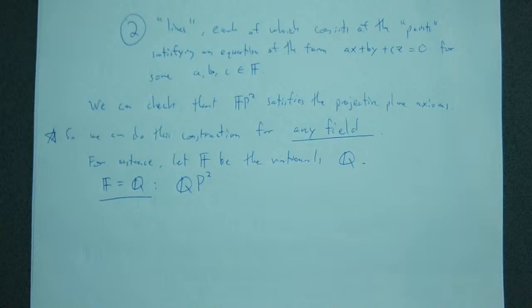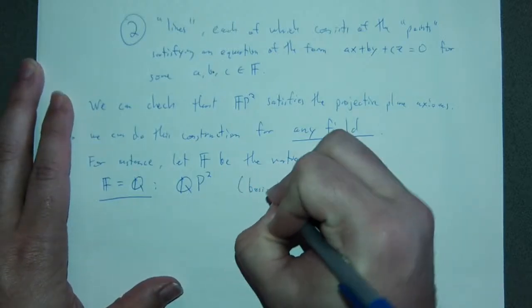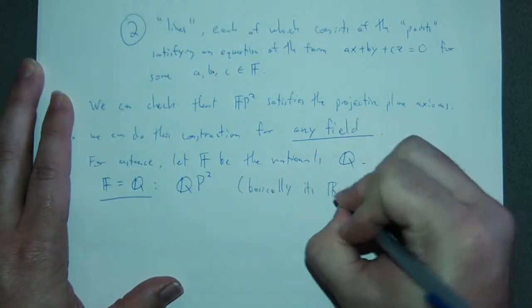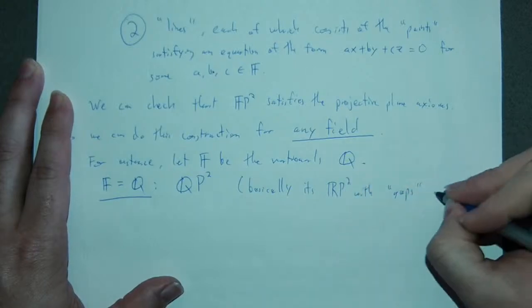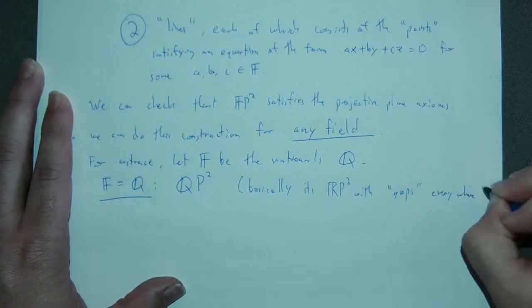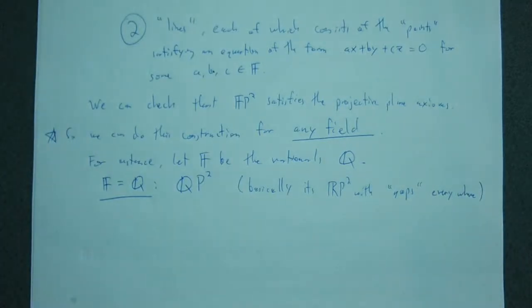And so, especially if you've had 410, this is like the reason why 410 is done the way it is, because the rationals have holes in them, right? This is the reason why we need the reals. And so there's holes everywhere. There's gaps everywhere. And so this is basically like RP2 with holes, right? So basically, it's RP2 with gaps everywhere. Okay. So it's pretty funny. It's pretty cute to think about, but it's maybe not super duper interesting.